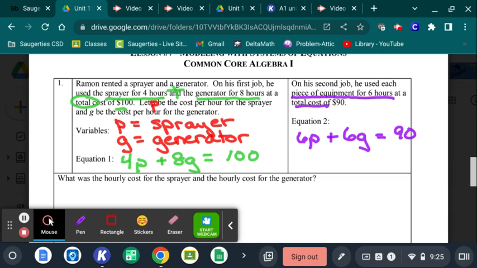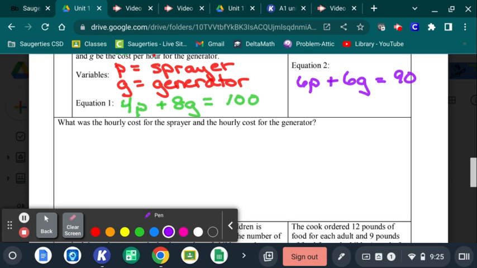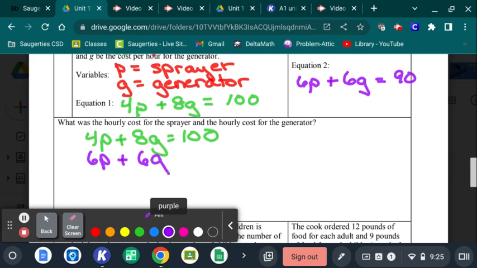Listen, on a Regents, you get 2 points for that. You made 2 equations. Go us. Now let's finish this up. What is the hourly cost for the sprayer and the hourly cost for a generator? Well, we have 2 equations. We're going to turn it into a system. 4P plus 8G equals 100. And I'm going to rewrite my other one. 6P plus 6G equals 90.